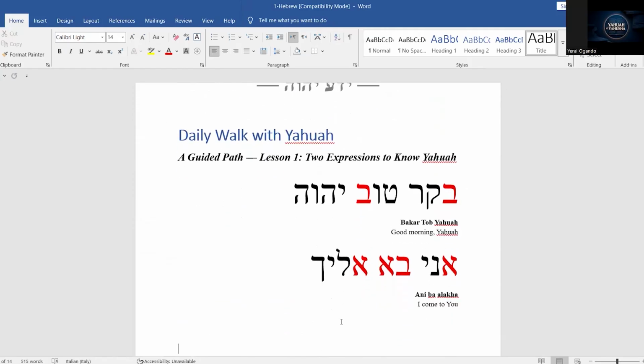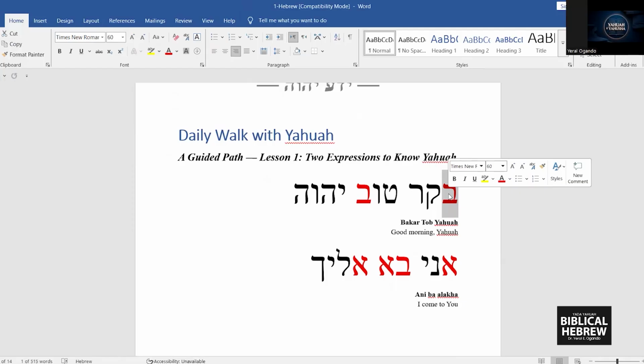Now we're reaching the end of the first lesson. In every single lesson, you're going to have something incredible. It is 2 phrases that are going to help you get close to Yahuah by memorizing them, learning them. At the end of level 1, you're going to be able to know 20 phrases. At the end of level 2, that's going to be 40 phrases. So here we go. Daily walk with Yahuah, a guided path. Lesson 1, 2 expressions to know Yahuah. I have colored the letters we have already seen.